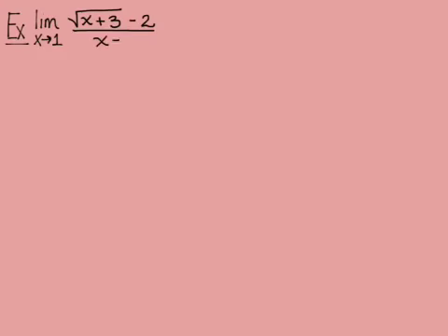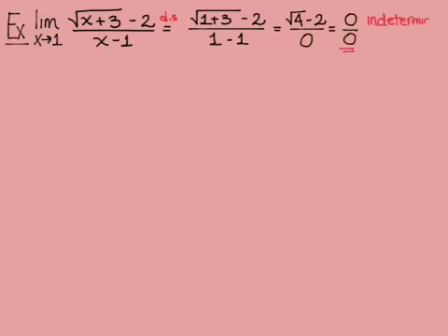Let's look at another example. The limit as x goes to 1 of the square root of x plus 3 minus 2, all divided by x minus 1. If we try direct substitution, I end up with 0 over 0, which we now know is one of our indeterminate forms. We can't factor or simplify this easily, so we need something else in order to help us solve this limit.